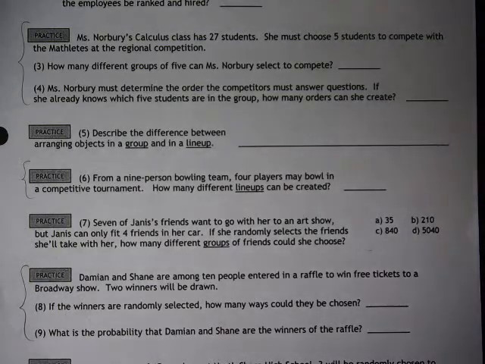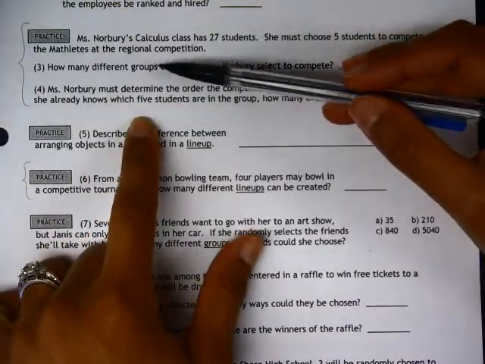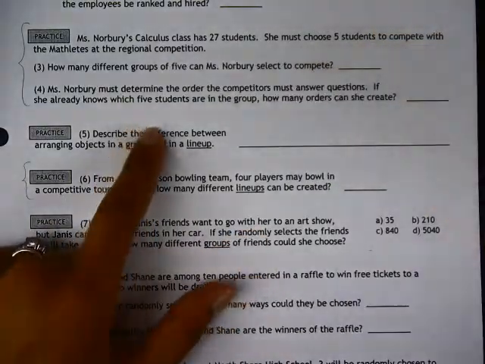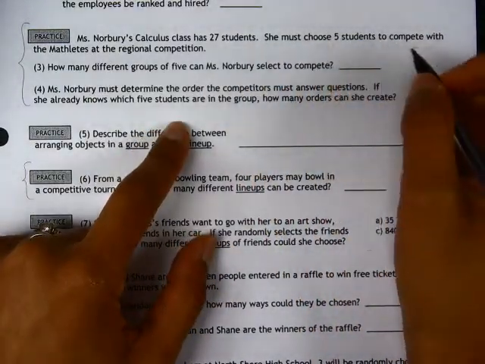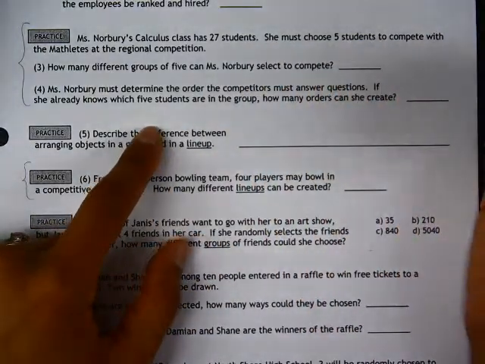This is worksheet 25.5, and we're going to look at the problem for number 3 and 4. Ms. Norbury's calculus class has 27 students. She must choose 5 students to compete with the mathletes at the regional competition.